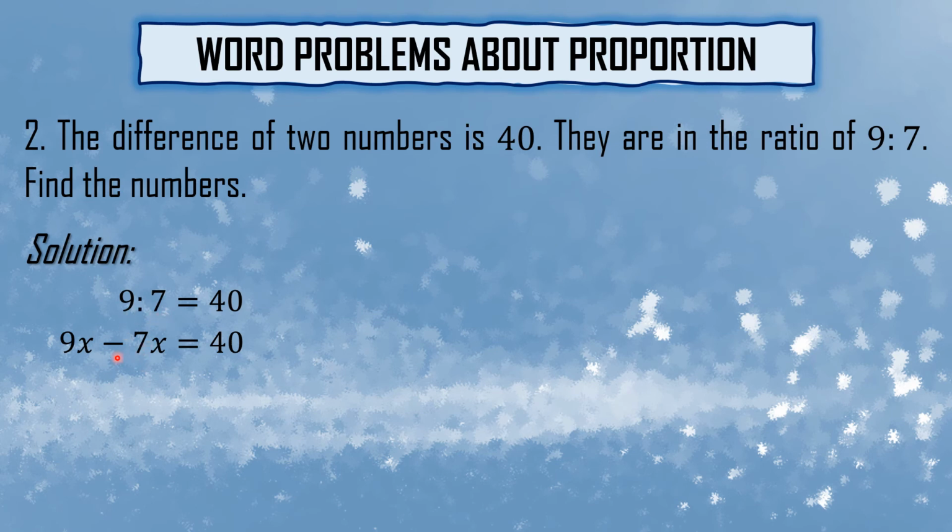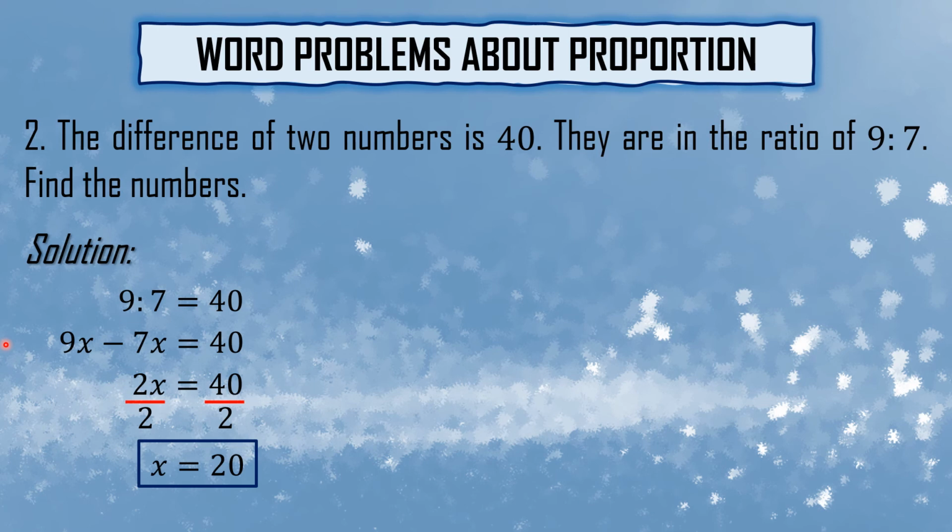And then, kaya natin minus dahil ang keyword dito ay ang difference daw ng dalawang numbers ay 40. So, ginamit natin ang minus sign. So, kapag nagma-minus tayo ng term sa algebra, kukopyahin lang natin yung variable x and then ima-minus lang natin yung dalawang numbers. So, 9 minus 7 is 2. Kinopya yung variable x equals 40. So, para mahanap natin ang value ng x, we have to divide both sides by 2. So, 40 divided by 2 is 20.